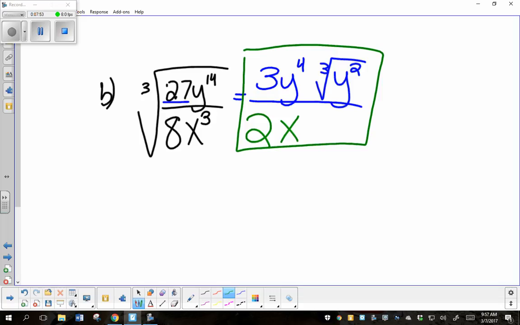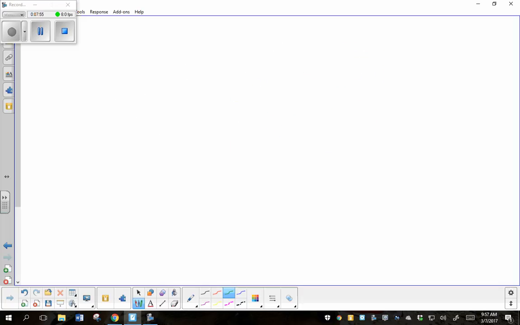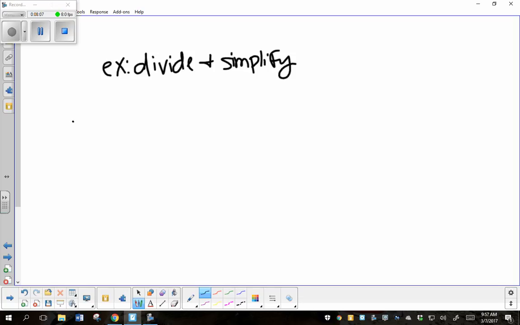Well, this next one's gonna look prettier when we're done. Alright, so on this one, this is the example where I meant to write divide and simplify. So our first one is the square root of 80 over the square root of 5. No, this one is divide and simplify.